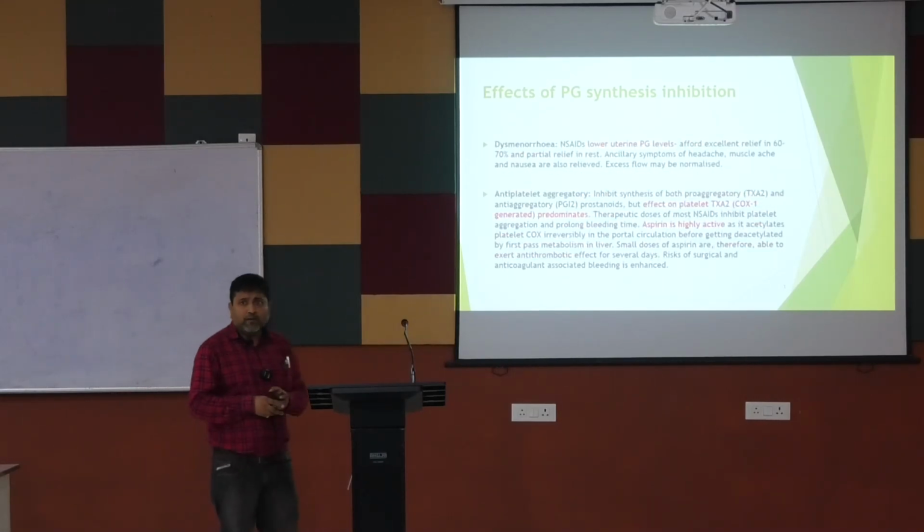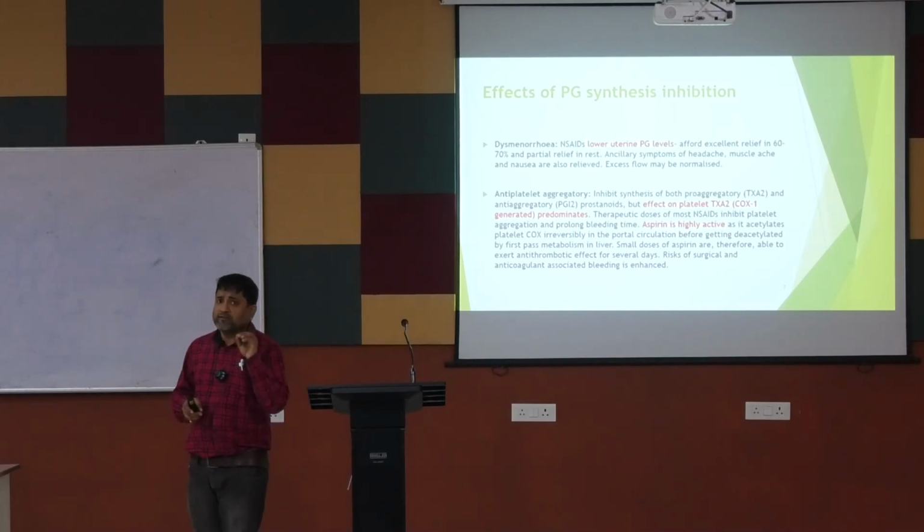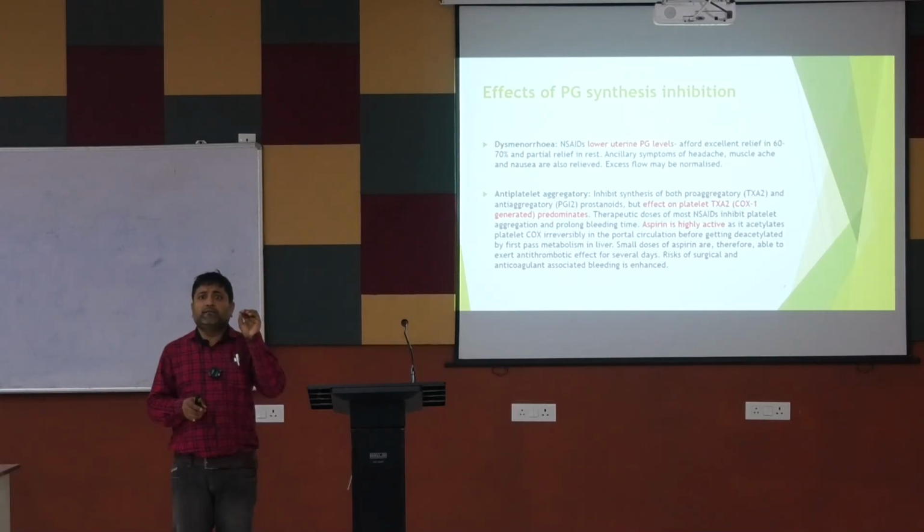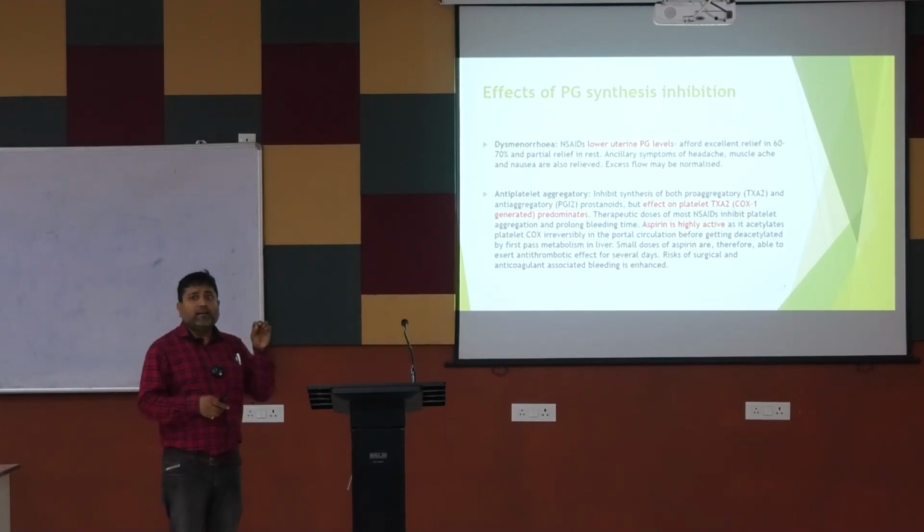Dysmenorrhea. It has been found that in dysmenorrheic individuals, the uterine prostaglandin level is high, and the use of NSAID is effective in 60 to 70% of the individuals.